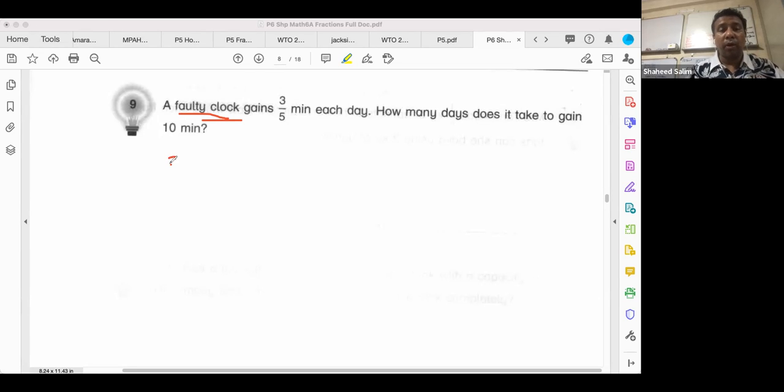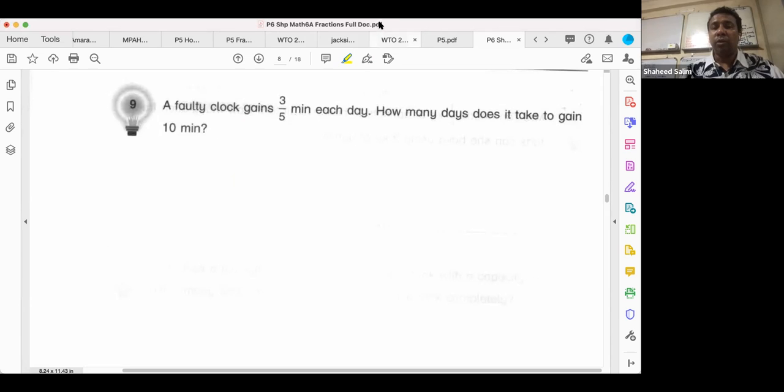So let's say now, 1 day, 3/5 minute. 2 days, 3/5 minute plus 3/5 minute. 3 days, 3/5 minute plus 3/5. You know, after many days, how many minutes does it become faster? You understand what it means? That means this clock goes faster, additional 3/5 minutes. So what to do? I want to find out how many 3/5 minutes will make 10 minutes. How many days? 1 day, 3/5 minutes. 2 days, 3/5 minutes. 3 days, 3/5 minutes. So after how many days? So I need 10 minutes divided by 3/5.